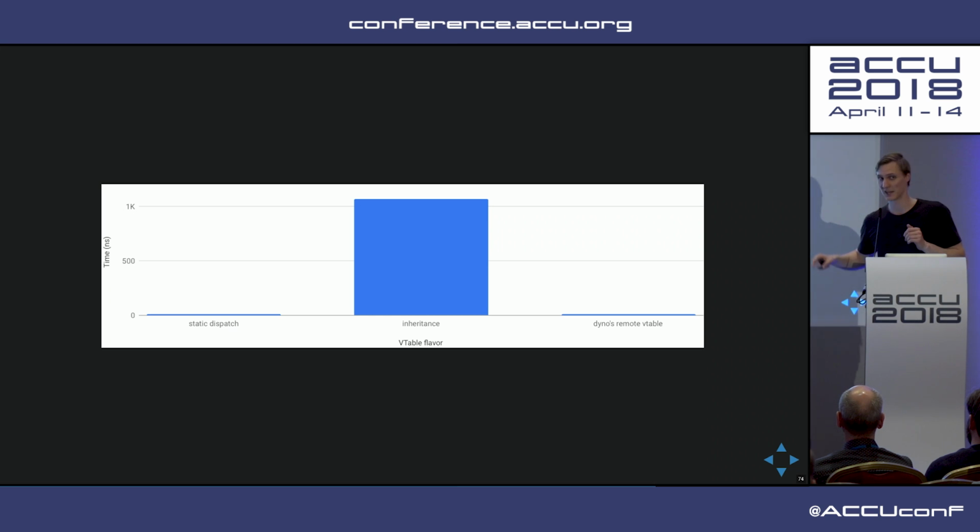So the left one is static dispatch, as before. The middle one is inheritance, as before. But suddenly, the right one, the Dyno remote vtable, gets folded like the static dispatch implementation. I did not understand why. So I tried to think about why this might happen.